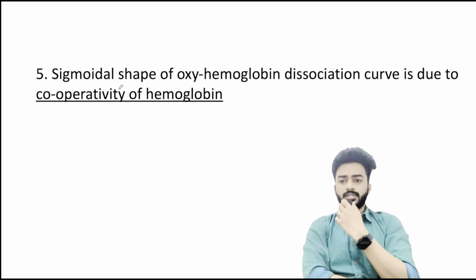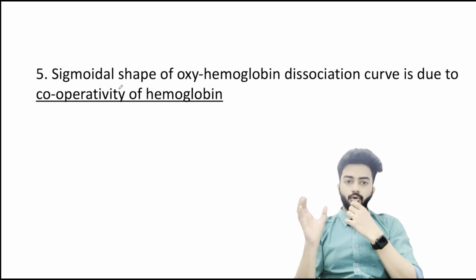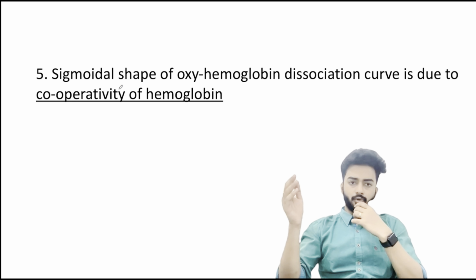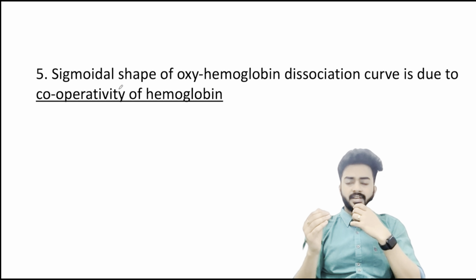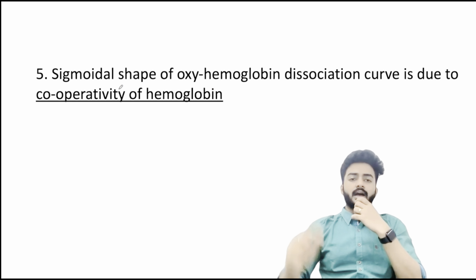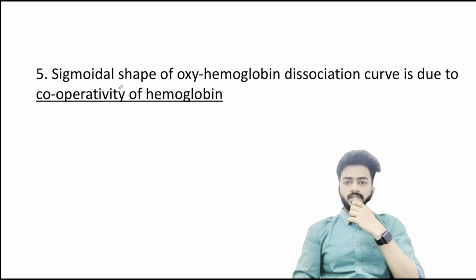So the answer for this question is, the sigmoidal shape of the oxyhemoglobin dissociation curve is due to cooperativity of the hemoglobin. Similarly, when the oxygen leaves the hemoglobin, when the first oxygen leaves, the affinity decreases for the second, third, and fourth oxygen to leave the hemoglobin molecule. So it is a reversible curve, and the sigmoid shape of the oxyhemoglobin dissociation curve is due to cooperativity of hemoglobin.